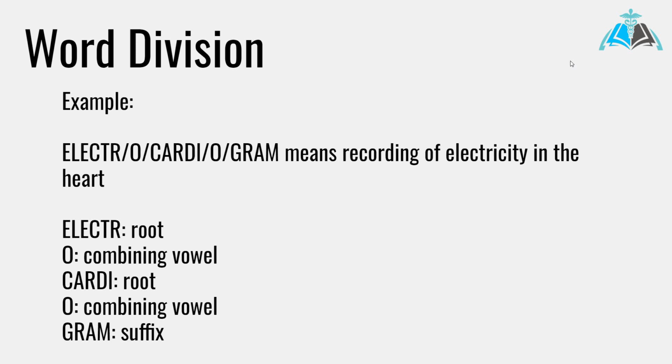So you want to read from left to right, but always remember to fix or rearrange any words that don't make sense in your mind. So obviously, recording of the heart in electricity won't make sense, but recording of the electricity in the heart does. So you just have to rearrange some stuff. But for the most part, it makes sense and it's logical, and it's the best way to go about it.